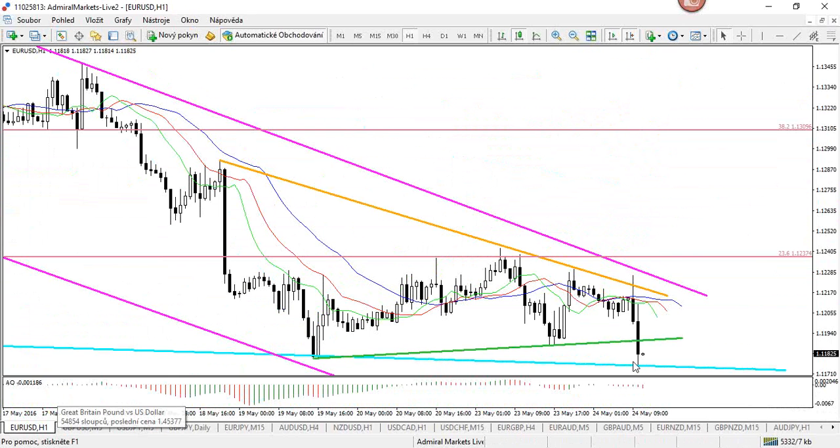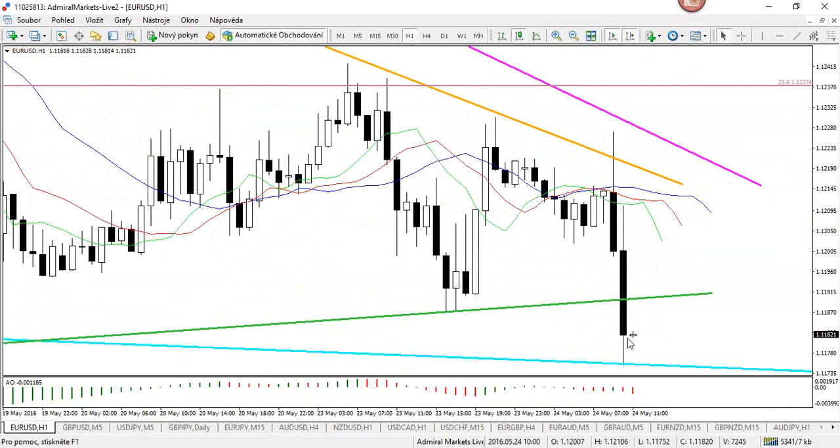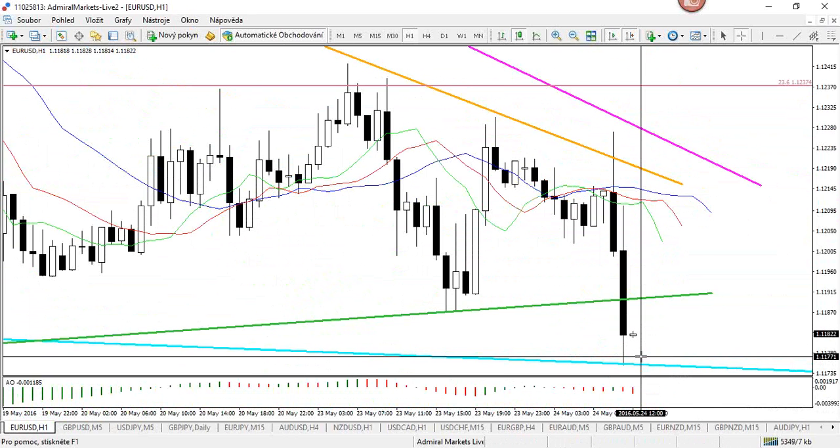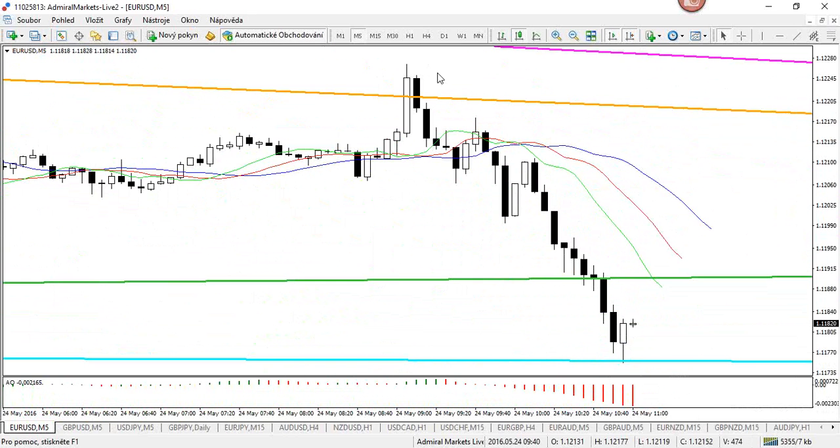All right, Eurodollar. Well, not a bad close. It's not a great close. It's okay. There's a bit of wick. Could have been a bit better. It would have been better if it were somewhere here. This is a tad away from it, but I still think it's okayish.